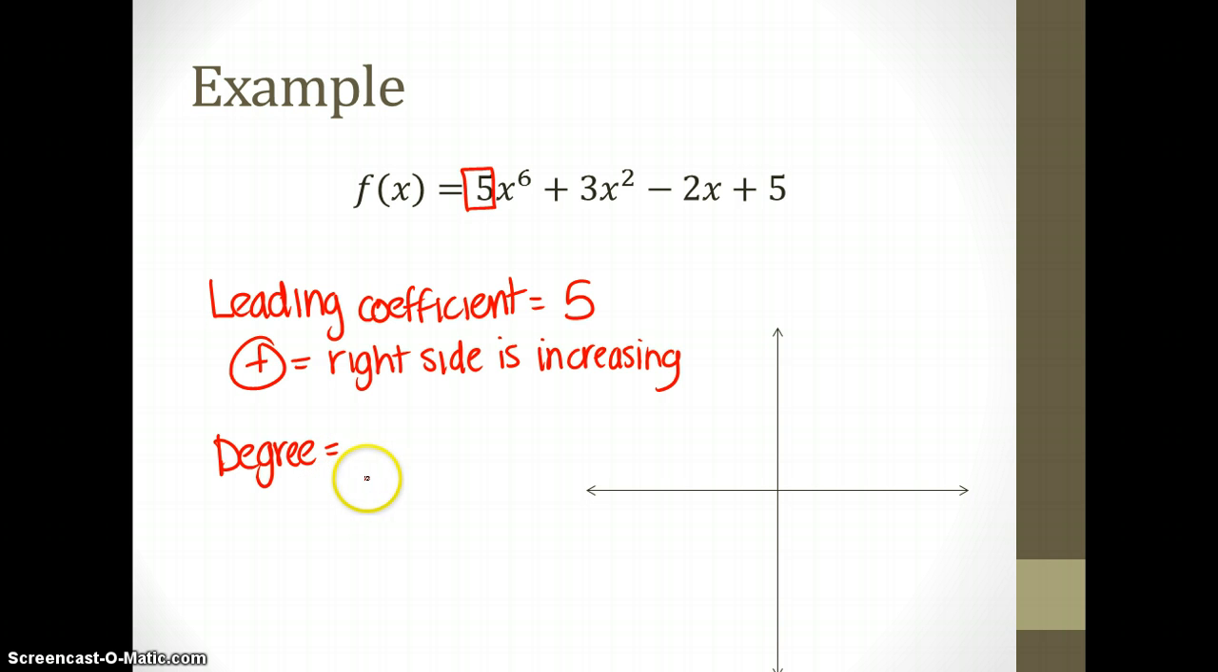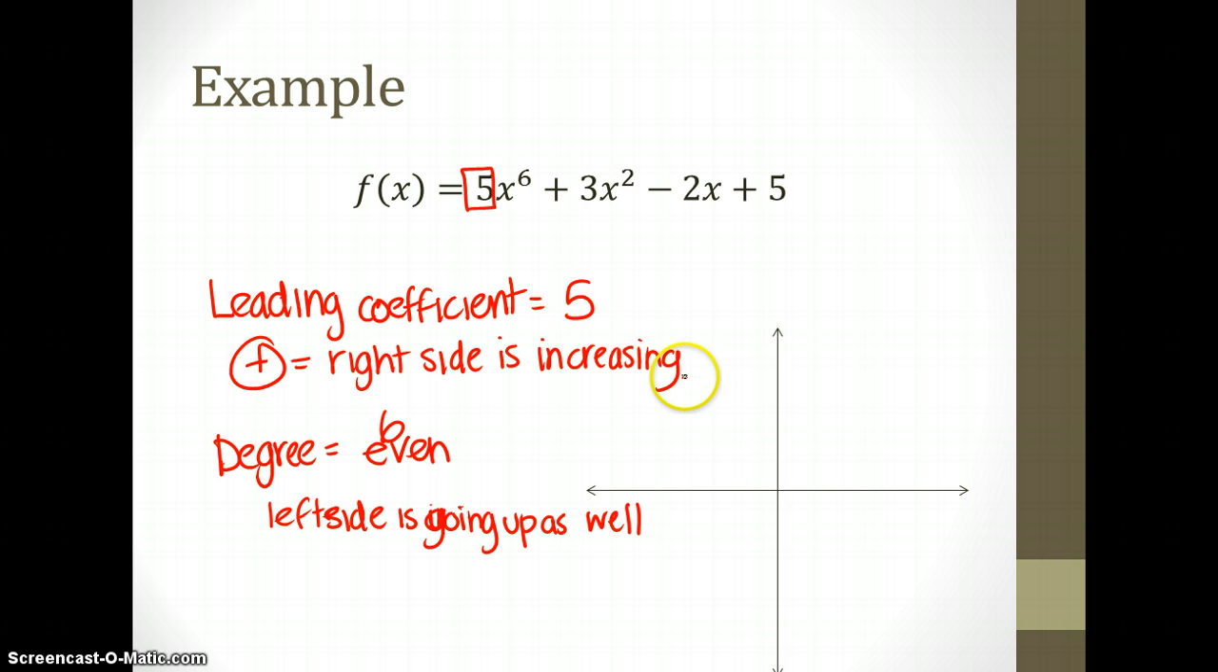The degree of this function is going to tell us what's going on the left side. The degree is even. It's a degree of 6. Should have written that first. Then an even degree tells you the left side is the same. The left side is going up as well. You want to consider where your arrow is going.